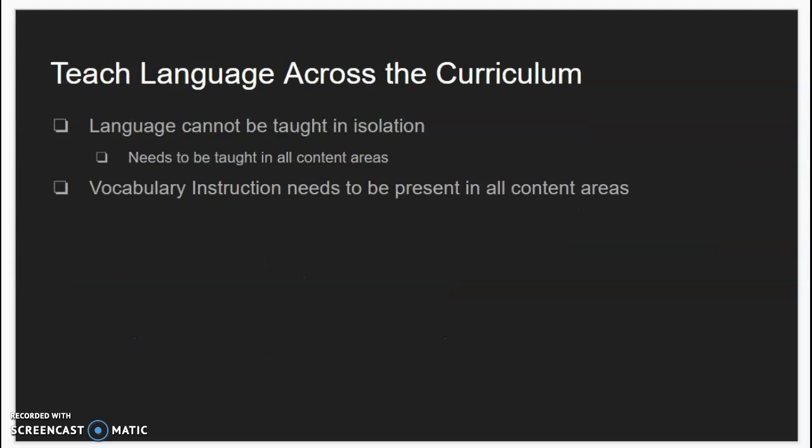The next component that I did was teach language across the curriculum, meaning don't just cut out a time for teaching language. Make sure that language is taught in all content areas. So reading, social studies, science, math, all of that. It's really important that vocab is taught for all of these areas. So when they're in math, they need to be talking like they are a mathematician. When they're in science, they need to be using the vocabulary to talk like a scientist. So it's really important that these are either pre-taught or taught as a whole group during the lesson.